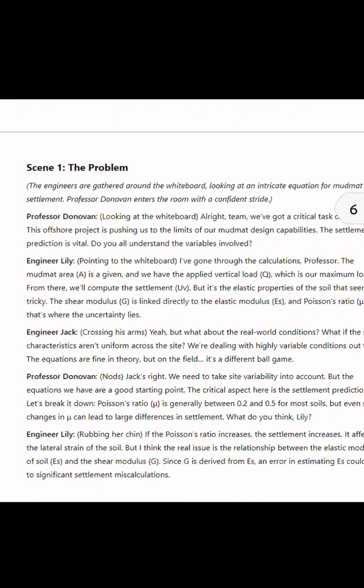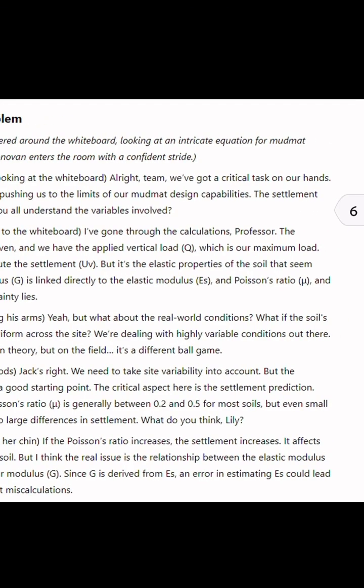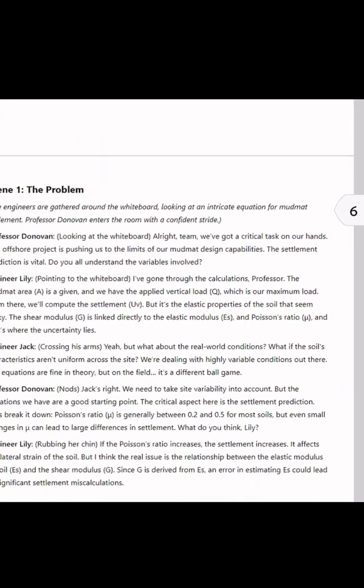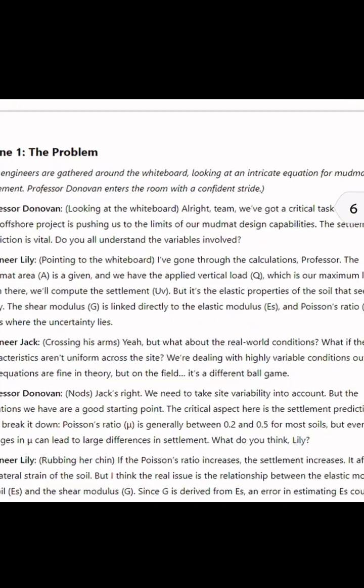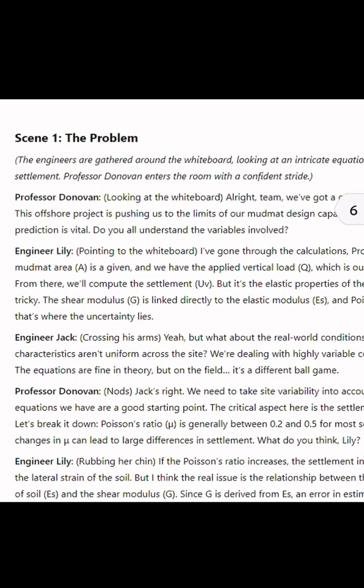We can imagine a discussion with the professor. All right, we have got a critical task at our hands. This offshore project is pushing us to the limits of Mudmat design capabilities. The settlement prediction is vital. Do you all understand the variables involved?